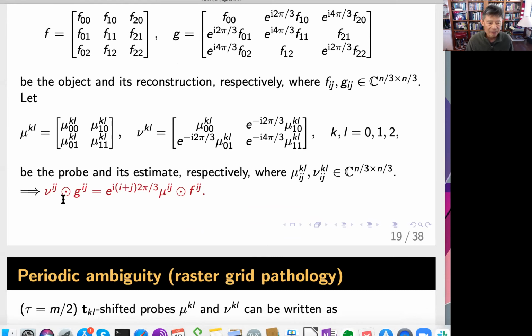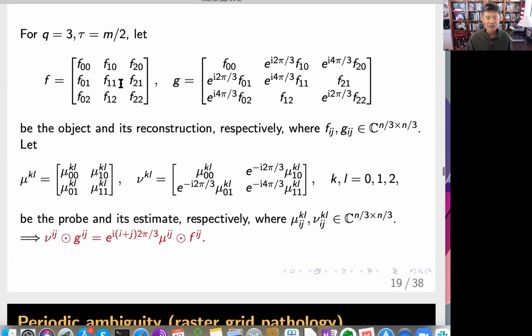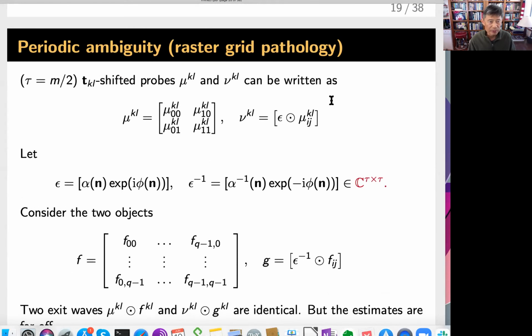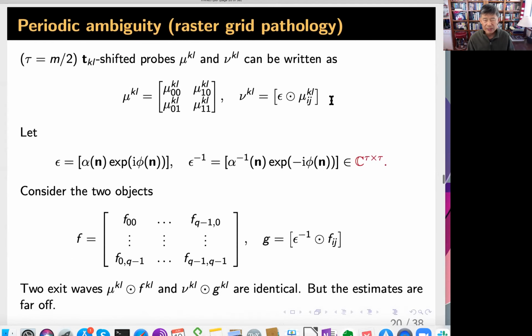It satisfies what I call the phase drift equation, but nonetheless, you see that G is not a good reconstruction of F. Nu is not a good reconstruction of mu, and the reconstruction is not even unique. There are many variants of this type. There's also an even more serious problem, what's called periodic ambiguity. Physicists discovered that about 10 years ago; it's called raster grid pathology, right?